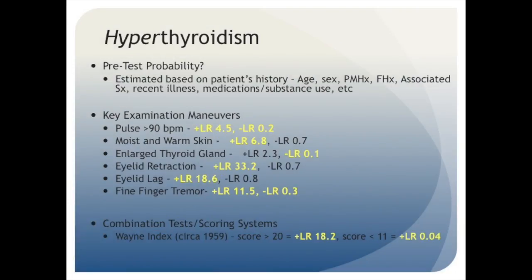Next, I wanted to direct your attention to another one of these combination tests, in this case, the Wayne Index, which has persisted since 1959, and a positive test has a positive likelihood ratio of 18.2, and a negative test has a likelihood ratio of 0.04. Again, this is extremely useful in ruling in and ruling out hyperthyroidism, and it's such a good scoring system that they haven't really introduced any revision since it was originally introduced, nearly 60 years ago. Let's take a look at the criteria.